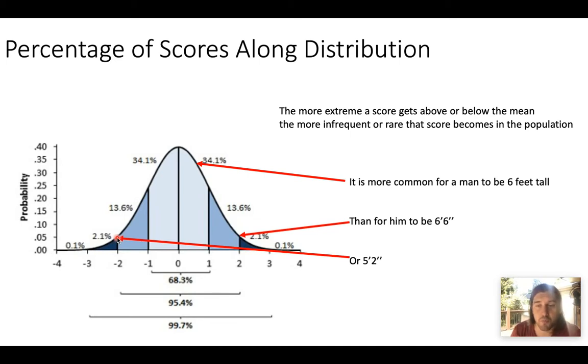We can also say something really interesting, that it is equally likely that someone be 6'6" as they are 5'2", because this is a symmetrical distribution. So at the level of the population, there are as many men who are 6'6" as there are men who are 5'2", because 6'6" is exactly 2 standard deviations above the mean. 5'2" is exactly 2 standard deviations below the mean.